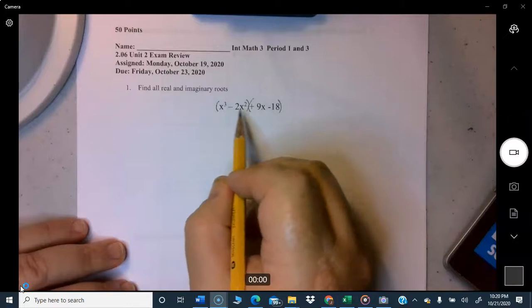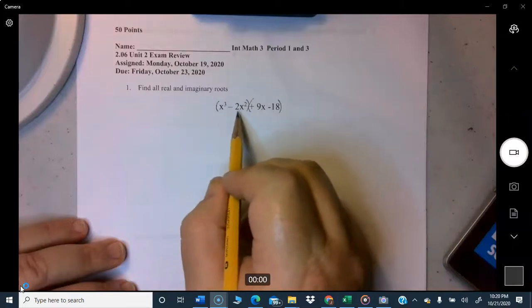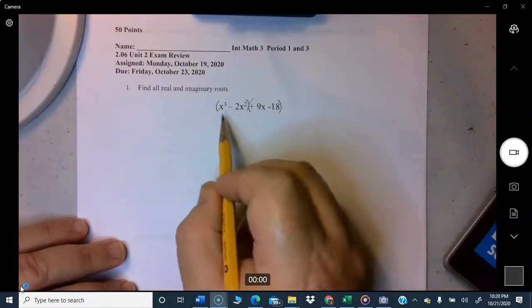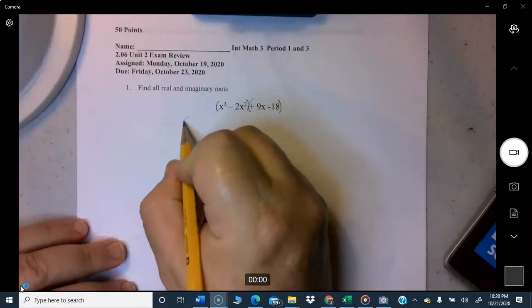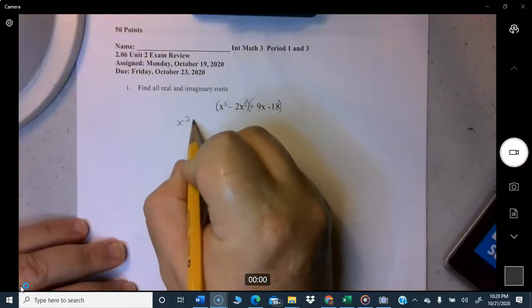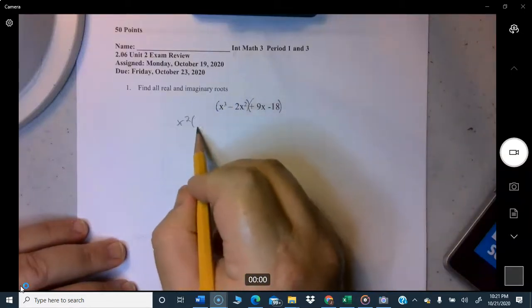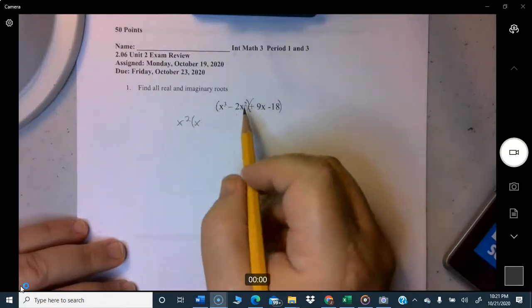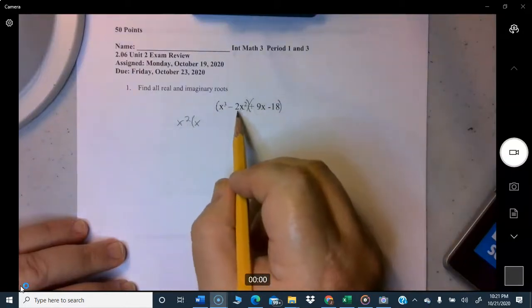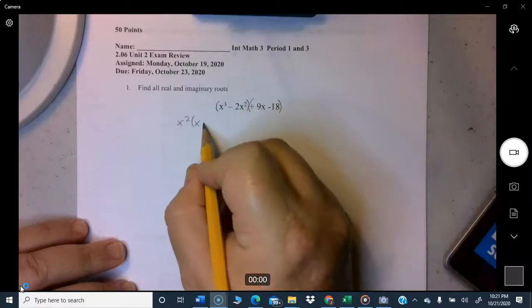And you're going to factor out whatever these two have in common. There's no number on this one, so you can't factor anything there. But there is an x squared here, x to the third. So that means you can factor out an x squared. Then x squared times what gives you x to the third? That would be x. And then x squared times what gives you negative 2x squared? That would be negative 2.